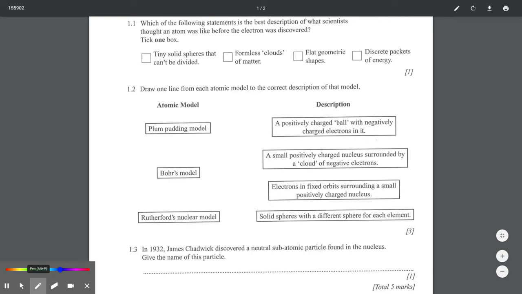Okay, going to look at some history of the atom questions. First one's question 1. Going to look at which of the following statements best described what a scientist initially thought an atom was. And the key part to this is before the electron had been discovered. And they thought at that point that atoms were solid spheres that couldn't be divided up into anything smaller.